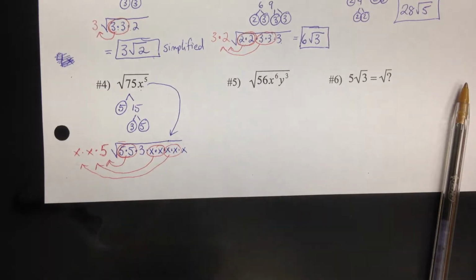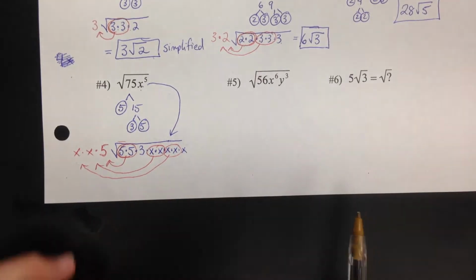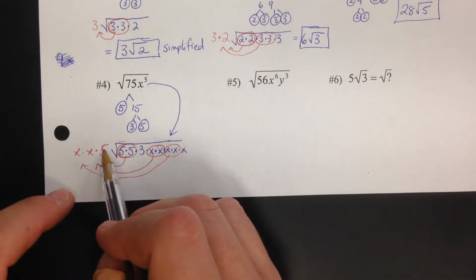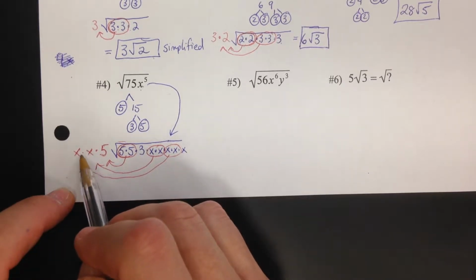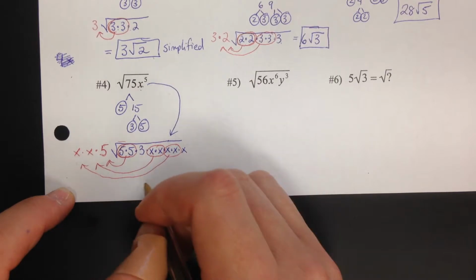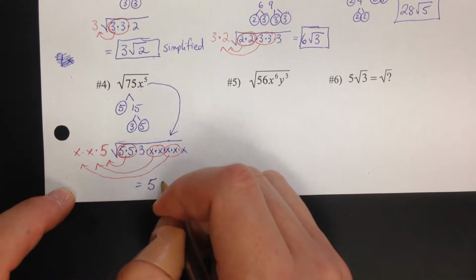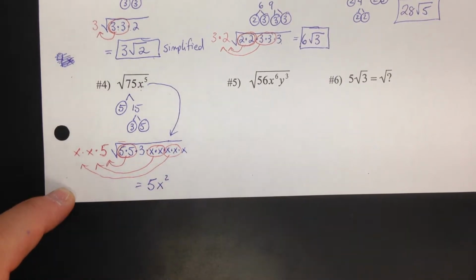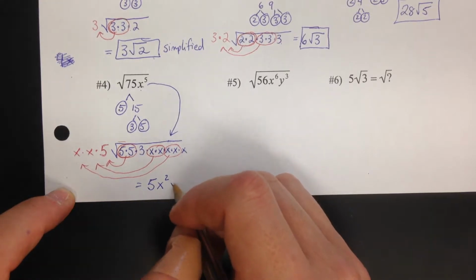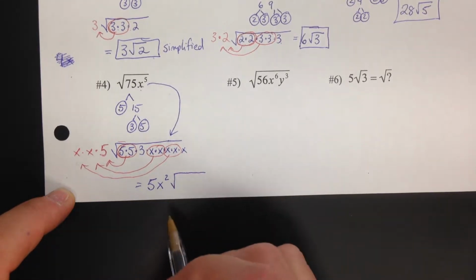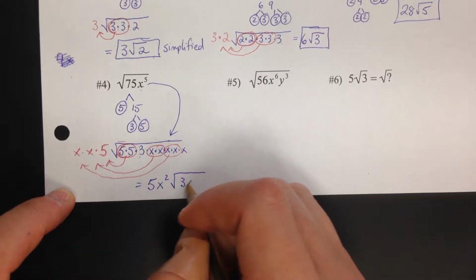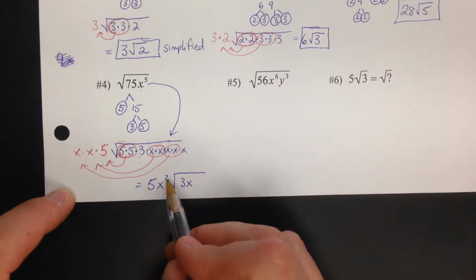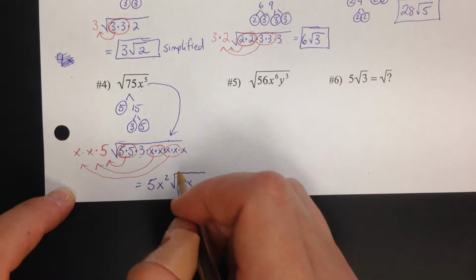And now at the end, when I want to rewrite this, so I have 5, x times x is the same thing as x to the second. I'll write it with an exponent. So what we get is 5x raised to the second, and then times the square root. Now we still have a 3 left over, and we have an x left over. So we get 5x squared times the square root of 3x.